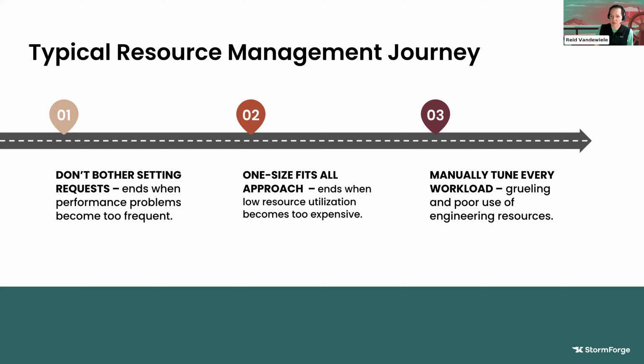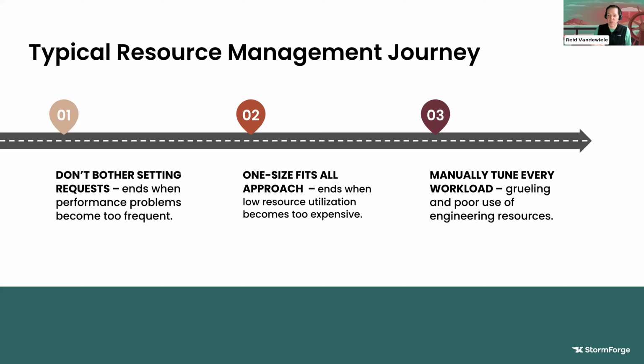Oftentimes, this will be some sort of outage. Maybe an application is set to a best effort kind of management, which means no request for any resources, but it's trying to consume them and crashing. Maybe it ran out of memory. Maybe there's not enough CPU available on the node it's allocated to. And some production issue happens. That'll cause people to come back to this problem and say, how do we solve this?